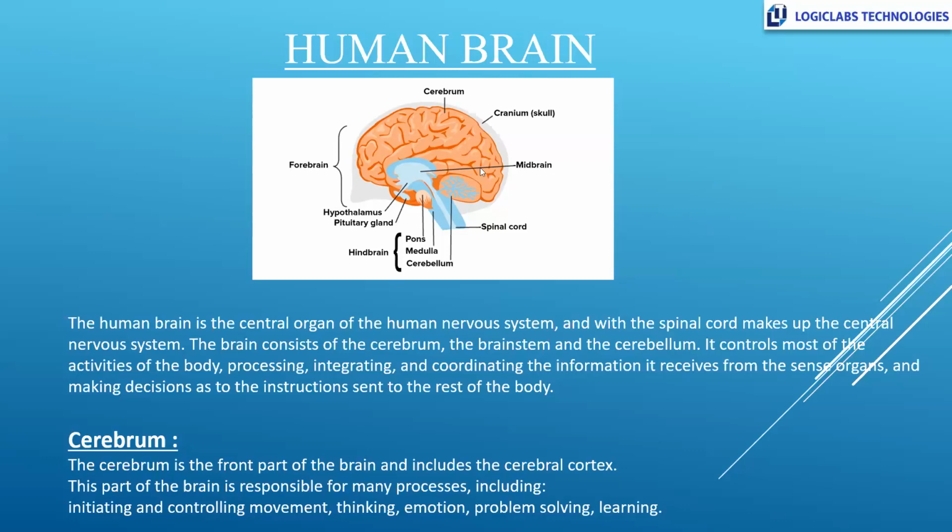Okay, and the next one which we have is the midbrain. Then we have the medulla. This is the medulla, and next we have the cerebellum. Our brain is directly connected to the spinal cord, so the spinal cord also plays a very major role in the nervous system. This is the forebrain which we have. We have forebrain, midbrain, and the hindbrain.